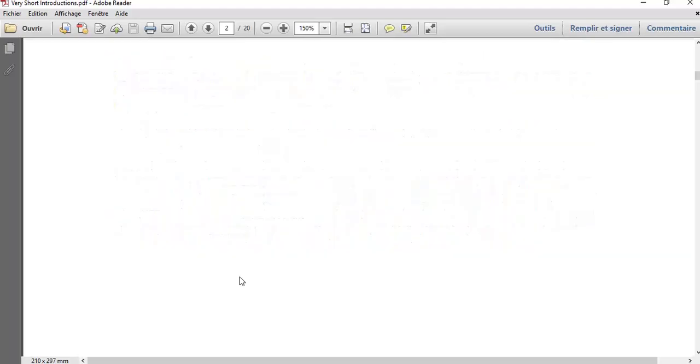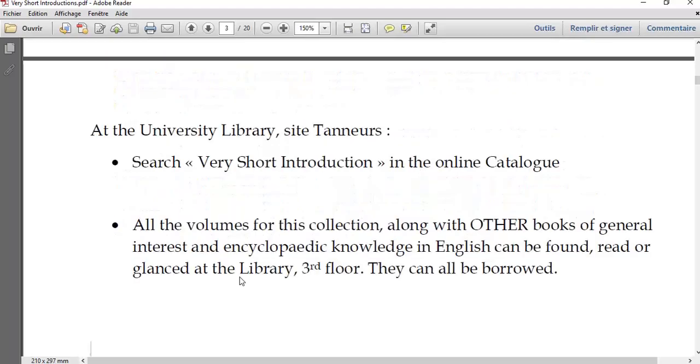I move on then to the third slide to talk about the very short introduction collection at the University Library Sète Tanner, which has remained open all through the crisis, all through the academic year. As you know, you can make appointments, but you can work every day from Monday to Saturday at the University Library, so don't forget about that.